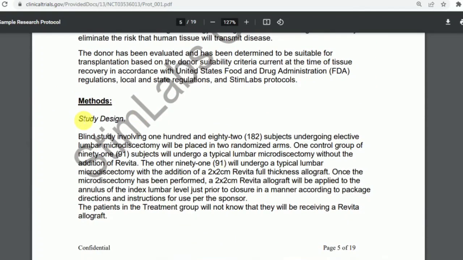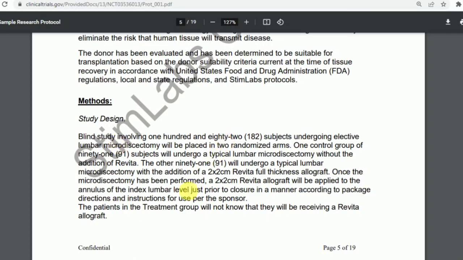Methods. Study design. Study design is the part where it describes how the study is designed, how it will be implemented, how a particular clinical trial will proceed, how all the methods will be done, and how all the tests or lab assessments and data will be collected. So these things are mentioned in the study design.